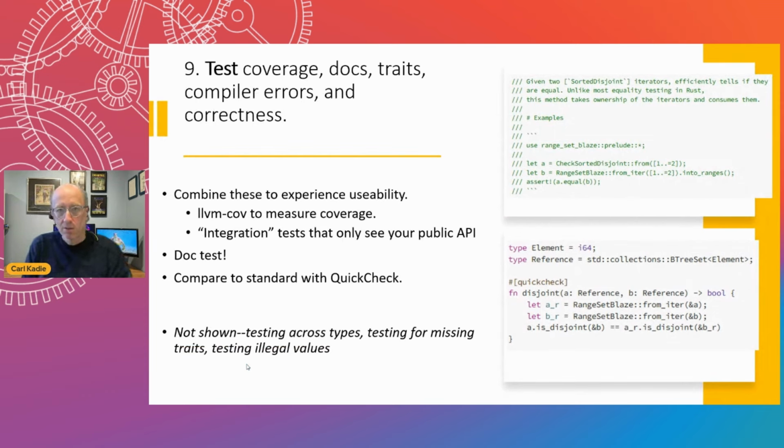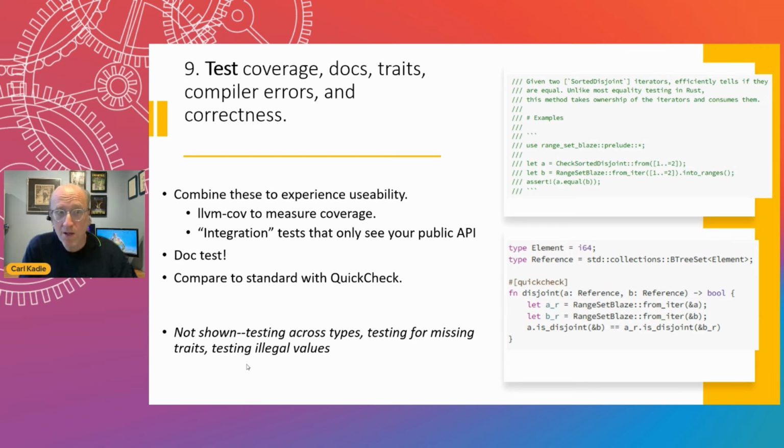And a final rule, let's talk about testing. You want to test coverage. You want to test all the examples in your documentation. You want to test that you've implemented expected traits. You want to test that if you're giving compiler errors, like if a user puts in the wrong type for your data structure, they'll get a sensible compiler error.